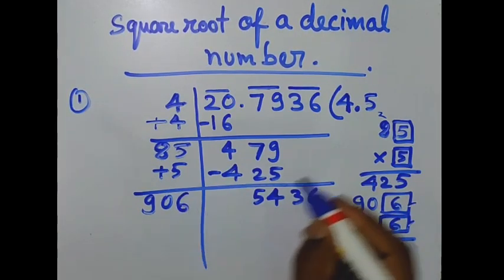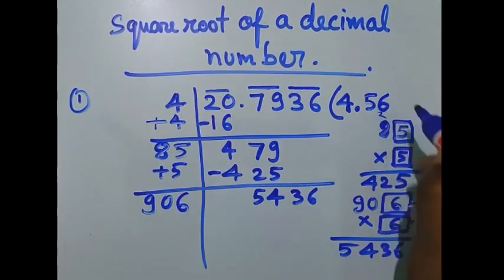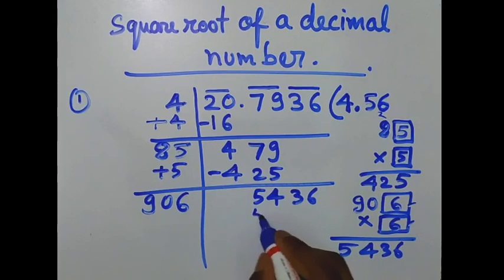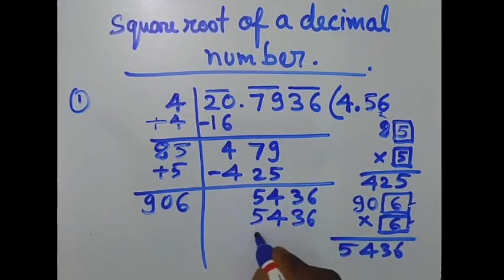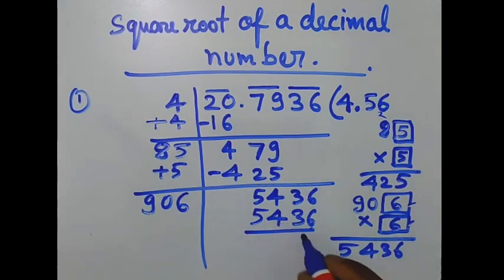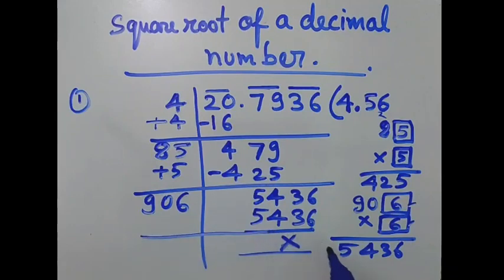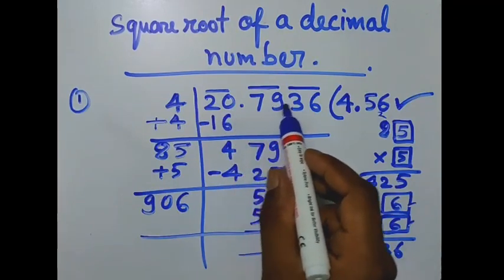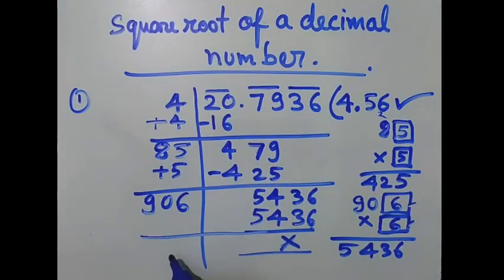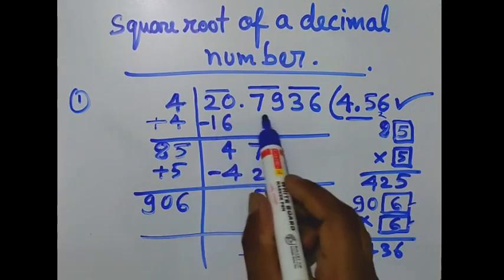So we'll put 6 here, and in the quotient also we'll put 6. We'll get 5436. So there will be no remainder left now, 0. So we have divided it completely, right? So this will be the square root of 20.7936. Clear? I have no space here, so this is the square root. So you have understood how to find the square root of a decimal number now.